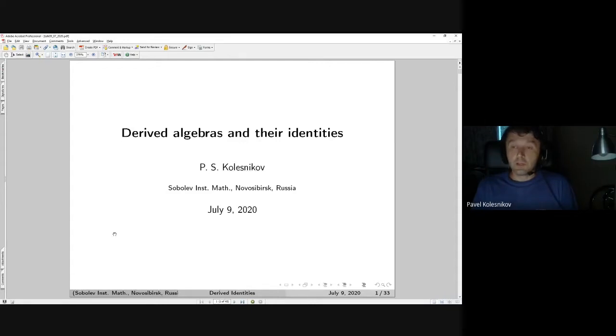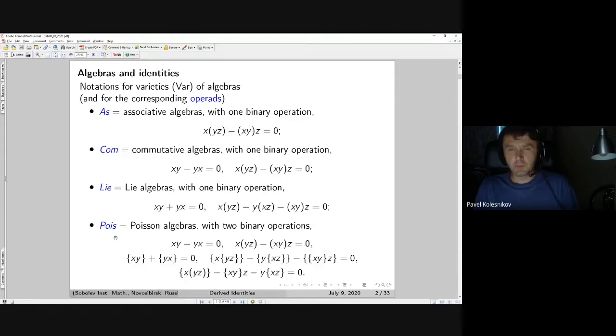The topic of derived algebras is a very simple one. Actually, I'll try to explain how to understand the definitions and how to calculate things. Let me first start with notations.